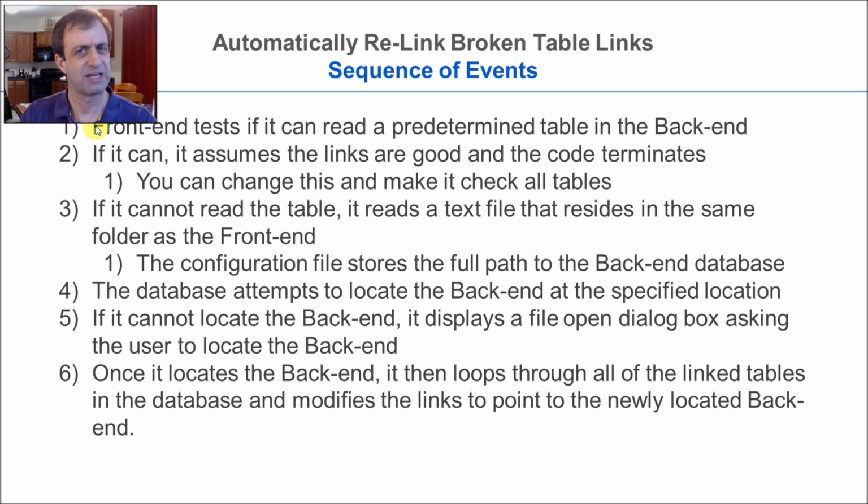Now you could have it test every single table. That's up to you. I'm having it test a single table. And if it can find that table, we're going to assume that all the other table links are okay. Maybe you don't want to assume that. Maybe you want to check every single table individually and make sure they can find every one. That's up to you. But if it can read that table, then we're going to assume the links are good and the code is going to shut down. If it cannot read the table, we know that the links or the connection strings in the link table are pointing to an erroneous location on their machine.